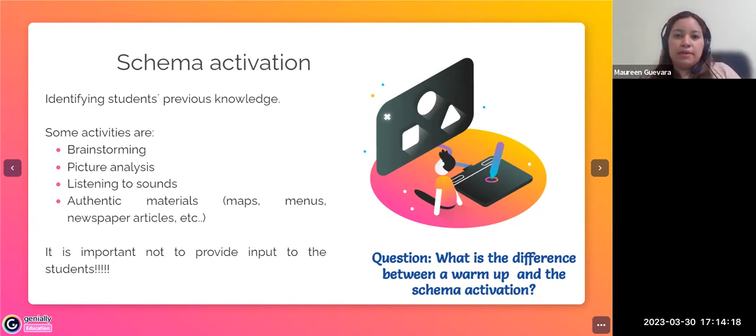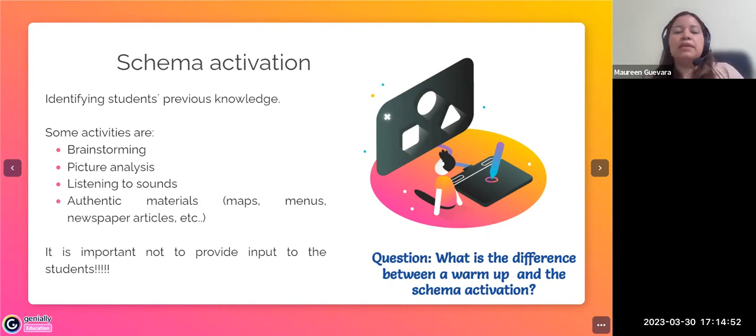Why are we doing these activities? Because we want to know if they know some specific vocabulary, some language, or if they don't know anything and they start speaking in their native language. Okay, and they start asking, oh, teacher, how do you say this in English? So in this stage, you realize if they know about the topic or not, or if there is a specific area in which you need to emphasize.